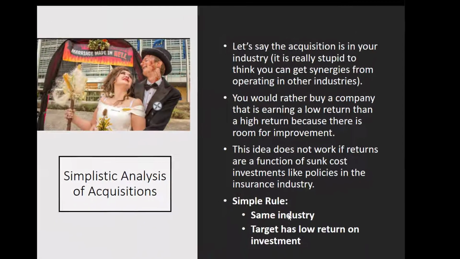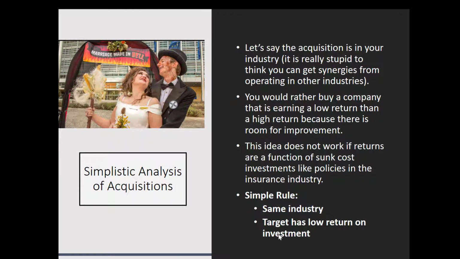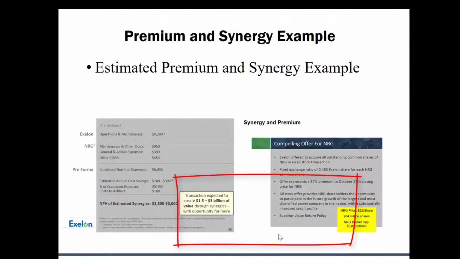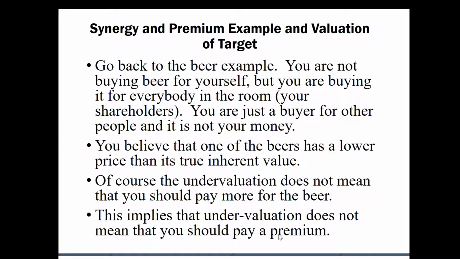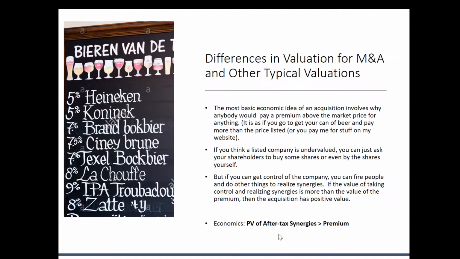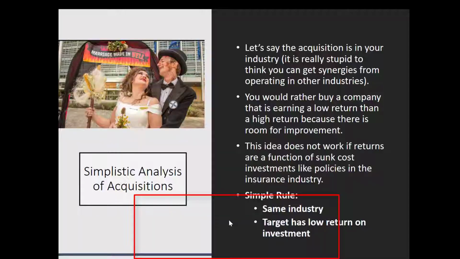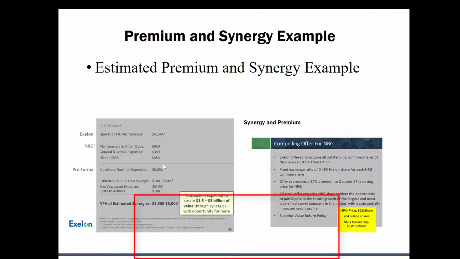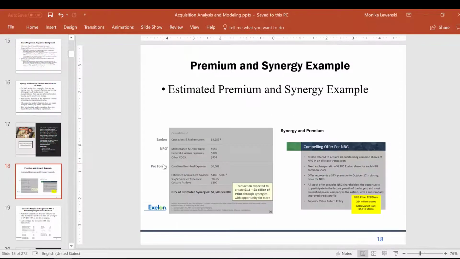So this simple rule, buy in the same industry and get a low return, but the target should have a low return, is kind of silly. Now, let's go through our rule. Rule number one: synergies have to be greater than the premium. Here's an example, and I did this example in a better way.